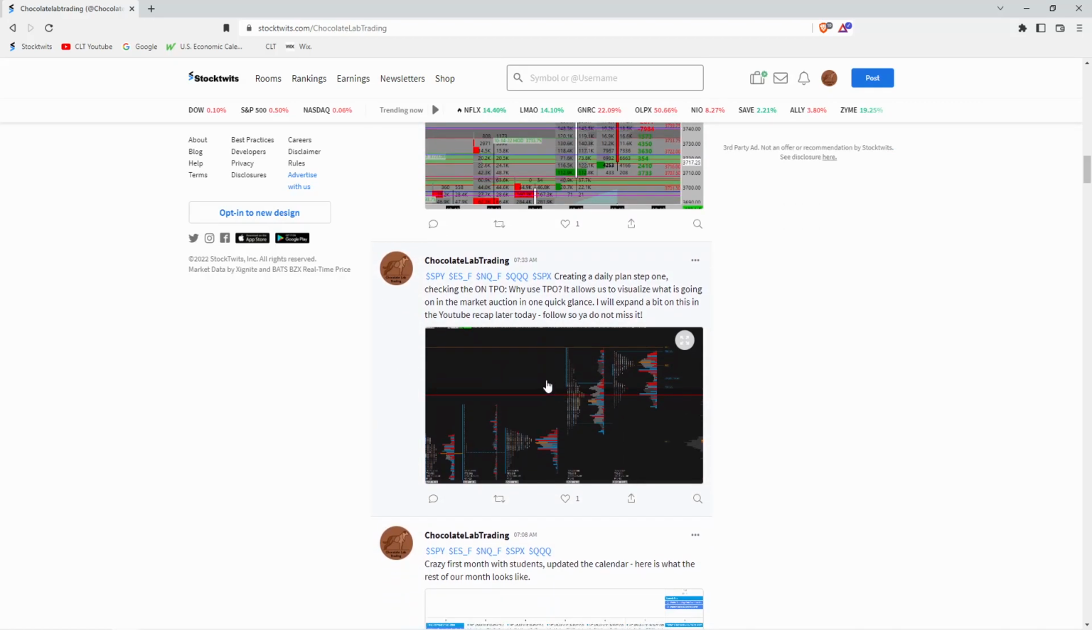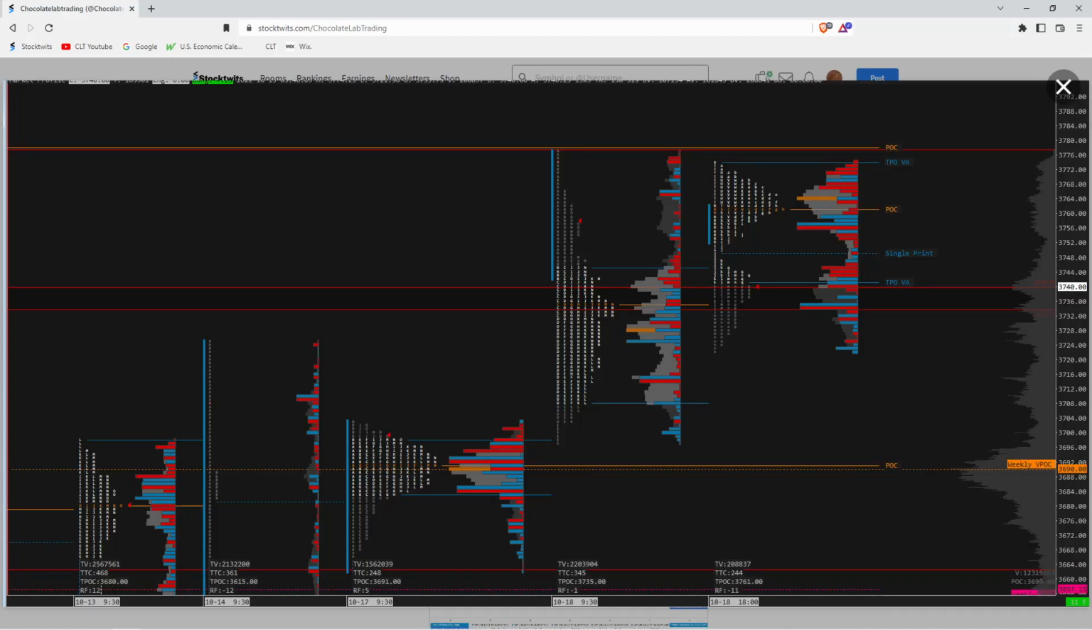But here we go. Creating a daily plan, step 1, checking the overnight TPO. Why use TPO? It allows us to visualize what's going on in the market auction in one quick glance, right? I've spoken about this before. It makes market auction theory much more palatable, if you will. I know this stuff looks very confusing if you're not used to it, but it's really not at all. It's quick to learn. Once you know, you just take a quick glance, see what the overnight session is doing. You're already aware what's going on in the past few sessions, and that's it.